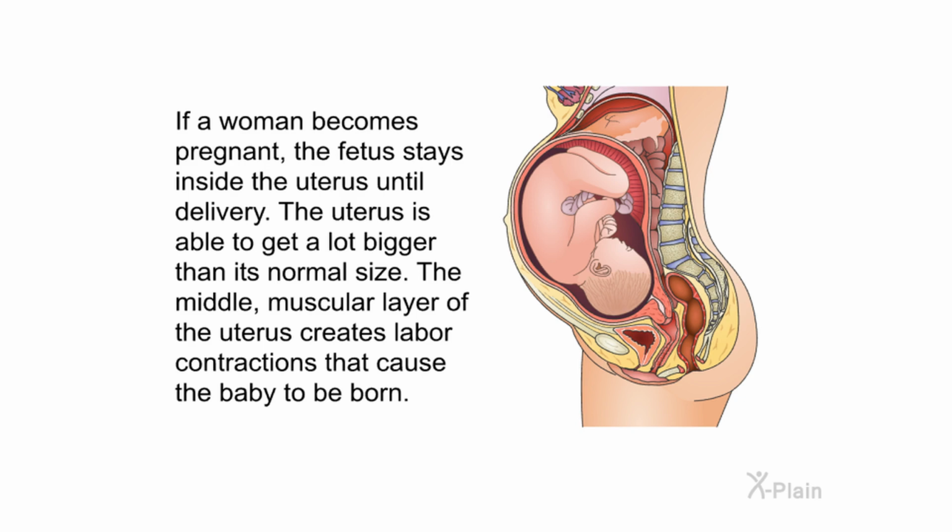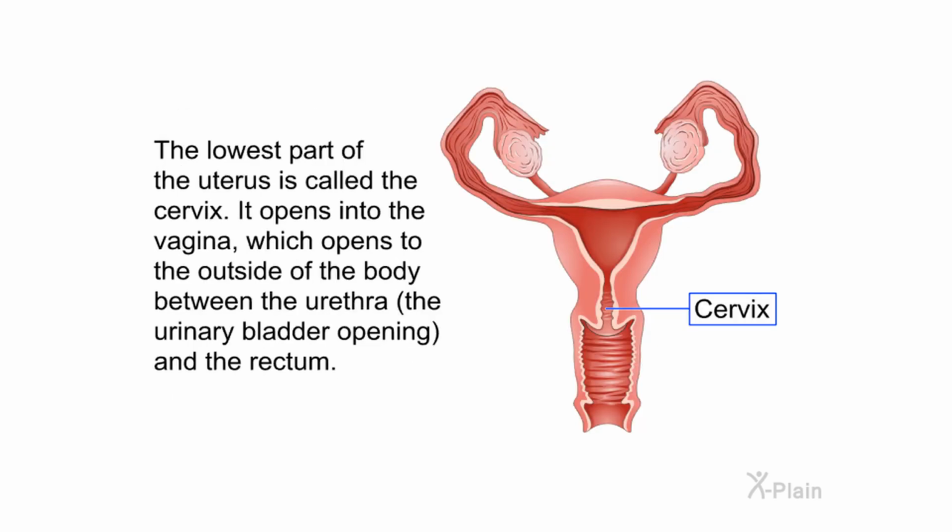If a woman becomes pregnant, the fetus stays inside the uterus until delivery. The uterus is able to get a lot bigger than its normal size. The middle muscular layer of the uterus creates labor contractions that cause the baby to be born. The lowest part of the uterus is called the cervix. It opens into the vagina, which opens to the outside of the body between the urethra, the urinary bladder opening, and the rectum.